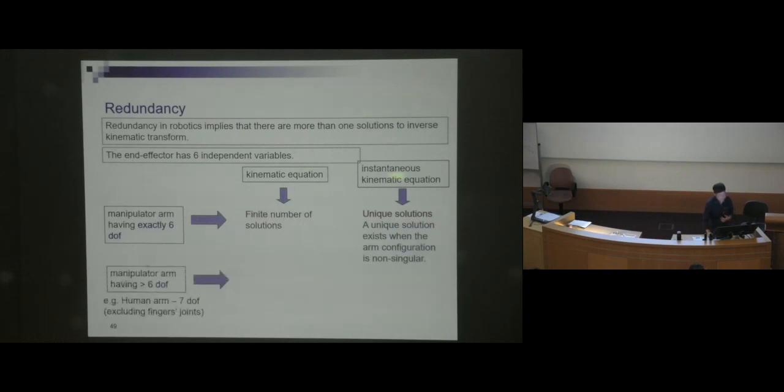So when your manipulator arm has more than 6 degrees of freedom, for example, our human arm, and in this case we're excluding the finger joints, there will be an infinite number of solutions for the kinematic equations. And the instantaneous kinematic equation will have an infinite number of solutions.